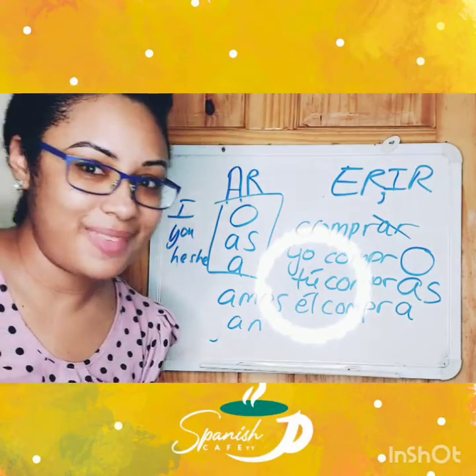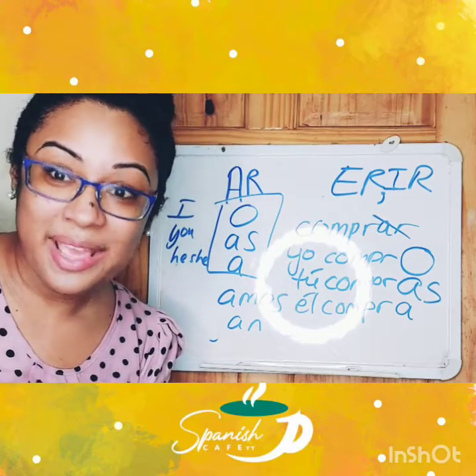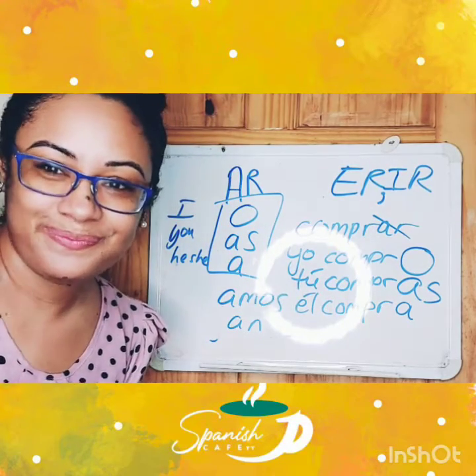O as a. Amos an. But we didn't reach amos an yet. Okay, that's it for now. Ciao. See how I'm rhyming there?